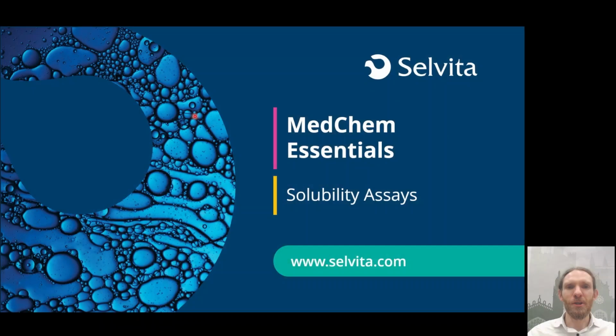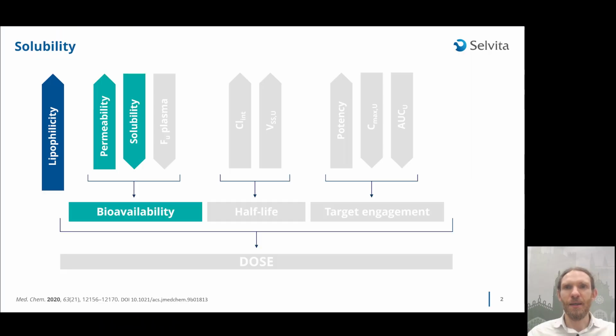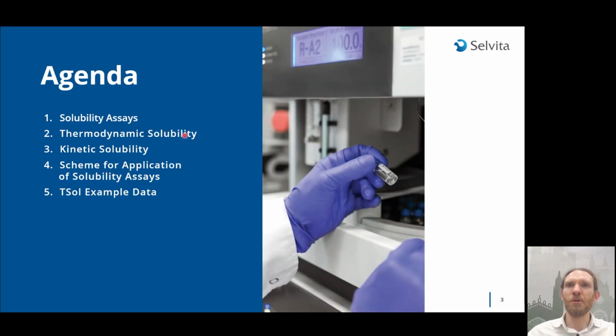Today we'll be talking about solubility assays. Solubility is the current topic of our discussions, before we talk about permeability. Today's presentation will begin with a brief introduction to solubility assays, then a description of thermodynamic solubility and kinetic solubility, followed by a scheme for application and selection of the appropriate solubility assay, which will be followed by example data from a thermodynamic solubility assay.